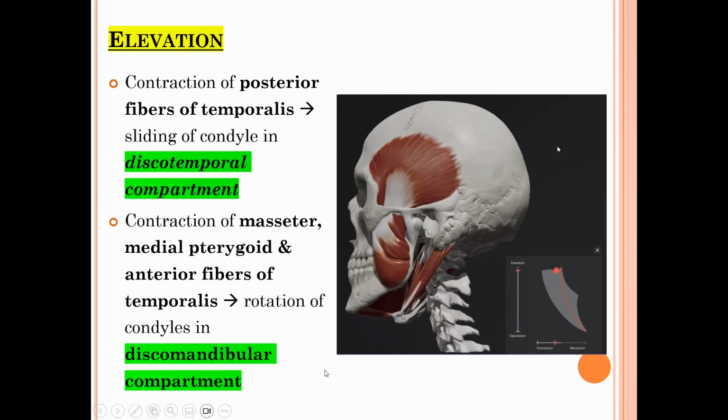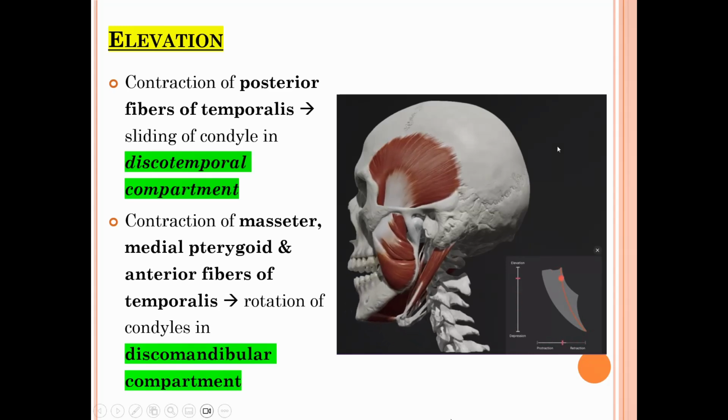Can you see here elevation? What is the primary muscle for elevation? You can see it is the temporalis, because it is acting on the discotemporal compartment. Then there are medial pterygoid, masseter, and anterior fibers of temporalis also, but they are acting on the discomandibular compartment.